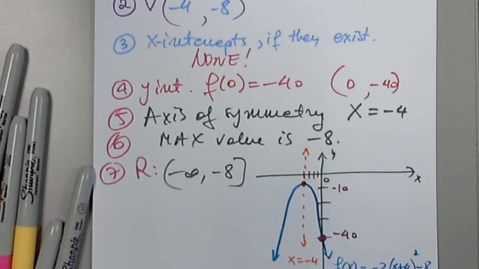Okay, here it is. And here's the maximum at negative 4, negative 8. The graphing calculator does not graph the axis of symmetry, but we do have to graph it. So here is the y-intercept at 0, negative 40. Any questions?